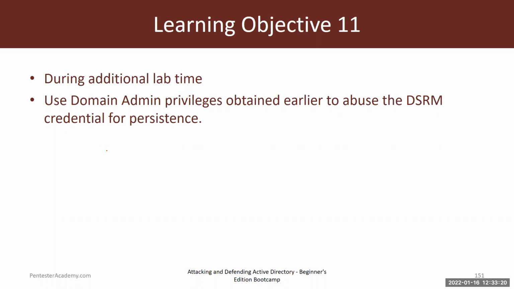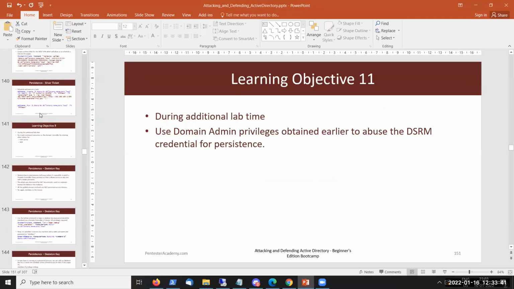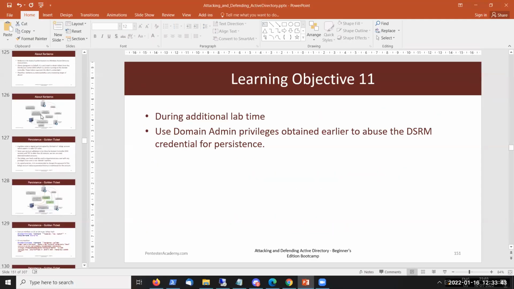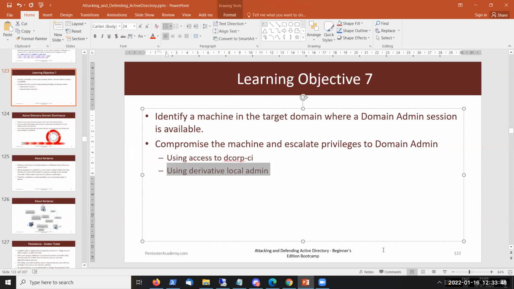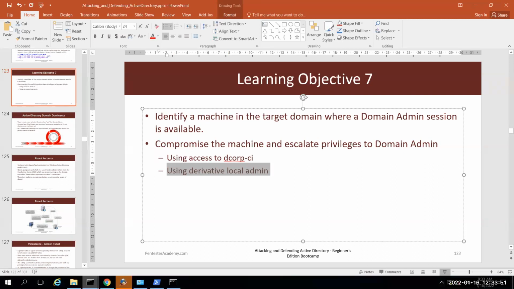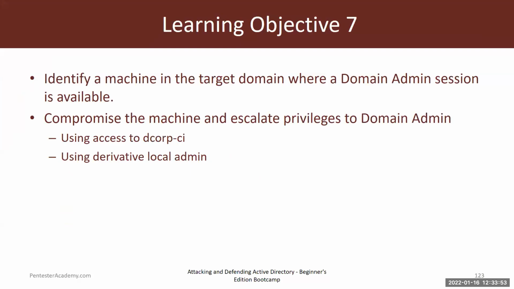So once again, I'm going to go for learning objective 7B. I usually do not extend the lecture time because I want you to attend it live, but because this is recorded, let's take that leverage so that we do not miss it. So let's go for objective 7B, that is escalation to domain admin using derivative local admin. And I keep repeating that so that it is absolutely clear: this is recorded. That is why we are extending the lecture time.